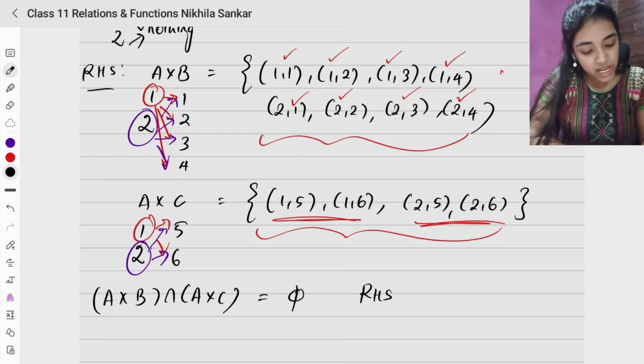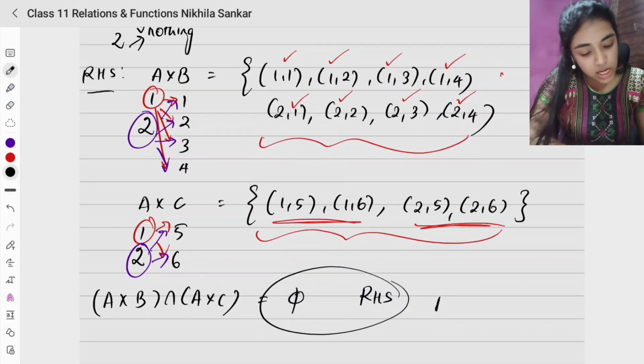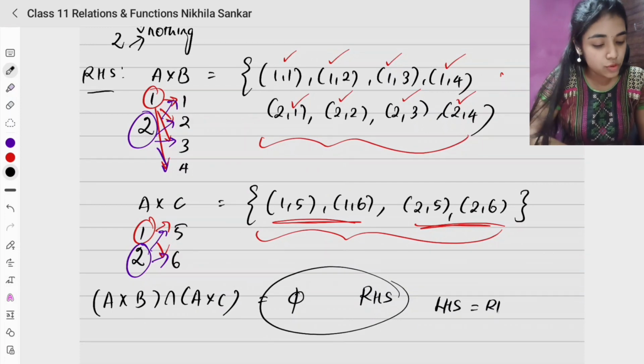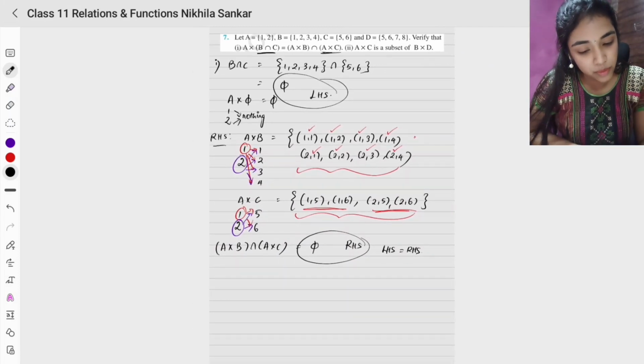So this is my RHS, and I clearly see that LHS is a null set and RHS is also a null set, which means LHS is equal to RHS. So they are equal. Okay. So this is my first subsection. Please copy.